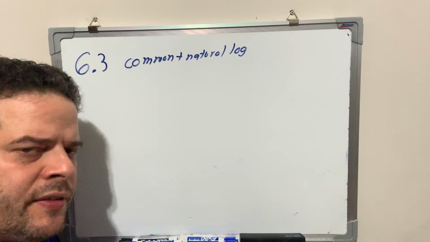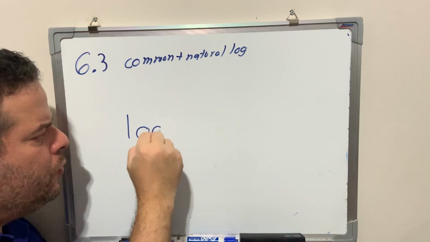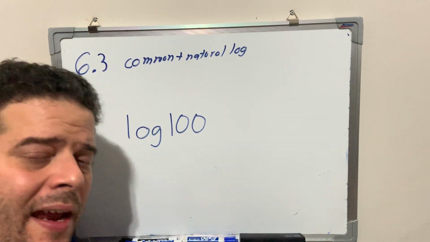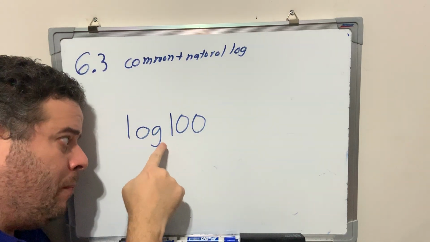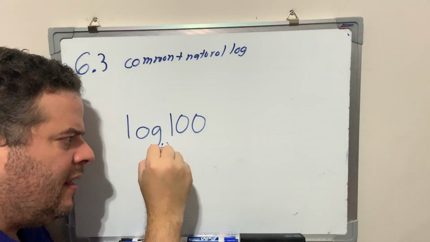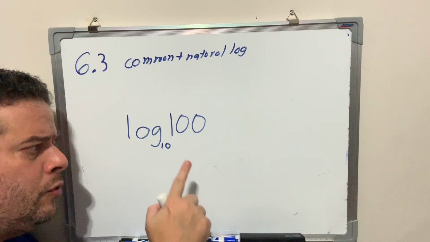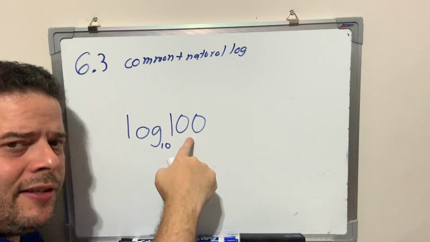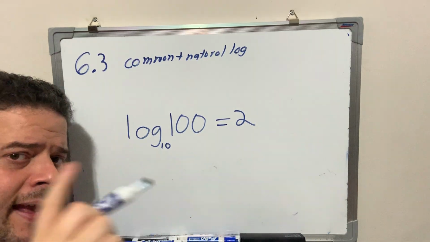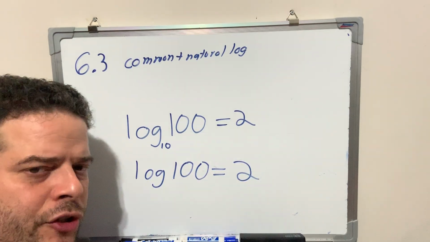Now, with logs, it's similar but with a slight difference. Whenever you see a log with no base, that means it's actually a 10, not a 1. It's a 10. Log base 10 of 100. So what number do you raise 10 by to end up with 100? 2, because 10 squared is 100. So in your calculator, if you hit log 100, you should get an answer of 2.